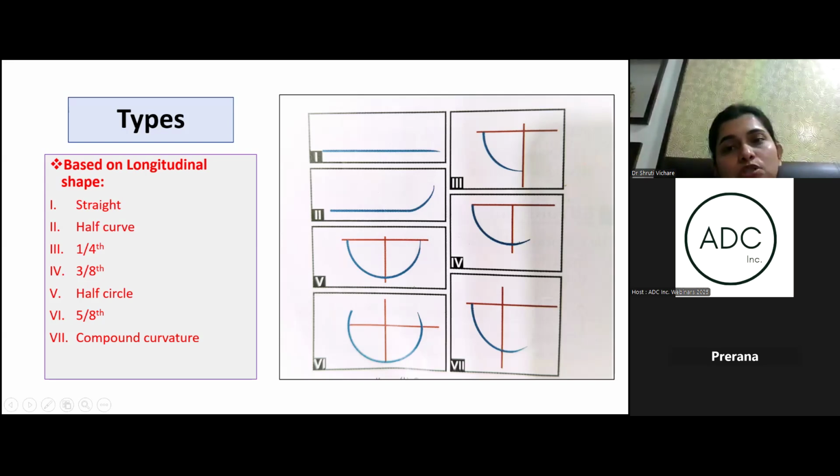Now, the very commonly used ones are your 1/4 type of needle, the 3/8 type, the 1/2 type, and the 5/8 type of needle. How, and from where, these names are derived, I will be explaining in the next slide.